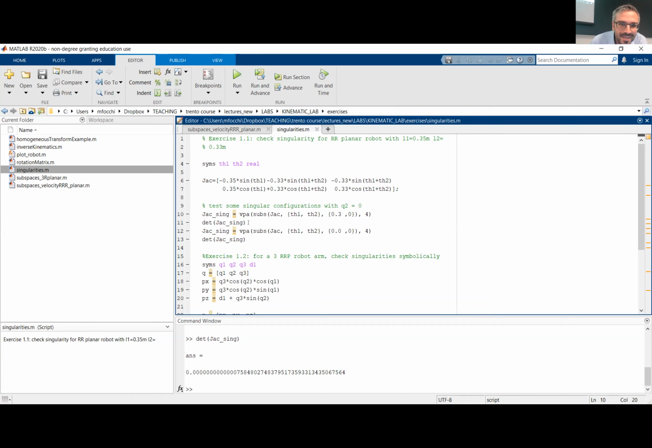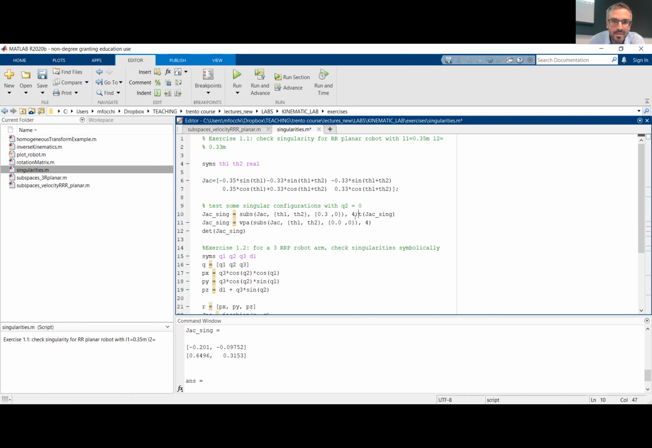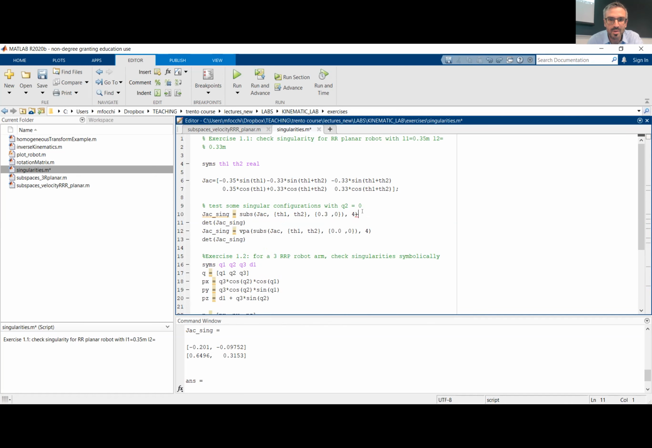Actually, it's barely 0. I mean, we ask for a certain precision, so we approximate it. So if we remove this, I'm sure that it will be 0. Yeah. And the other singularity, for example, could be, again, whatever value of q1. So we can set 0, 0, and again, we get 0.